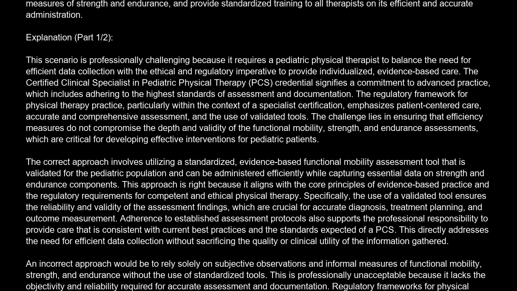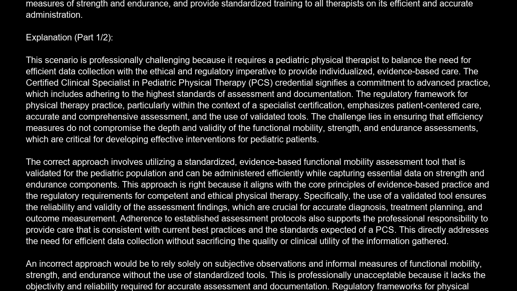Correct answer is B. Implement a single, comprehensive, and validated pediatric functional mobility assessment tool that integrates measures of strength and endurance and provides standardized training to all therapists on its efficient and accurate administration. Explanation: this scenario is professionally challenging because it requires a pediatric physical therapist to balance the need for efficient data collection with the ethical and regulatory imperative to provide individualized, evidence-based care. The Certified Clinical Specialist in Pediatric Physical Therapy, PCS, credential signifies a commitment to advanced practice, which includes adhering to the highest standards of assessment and documentation.